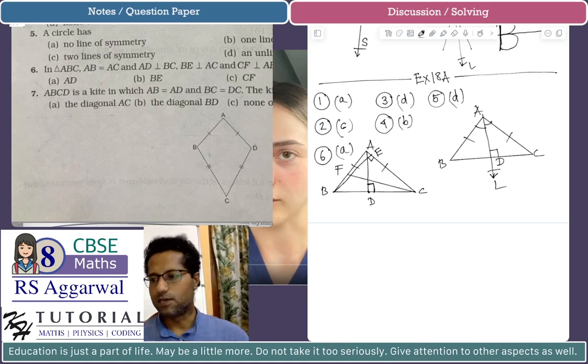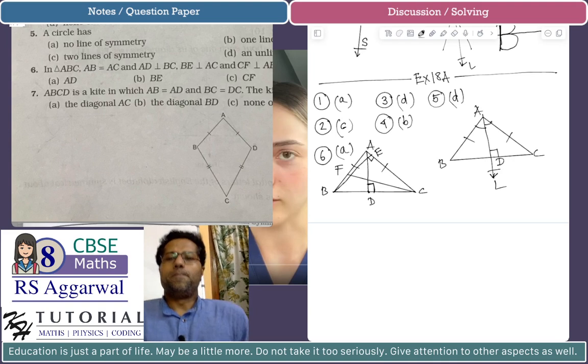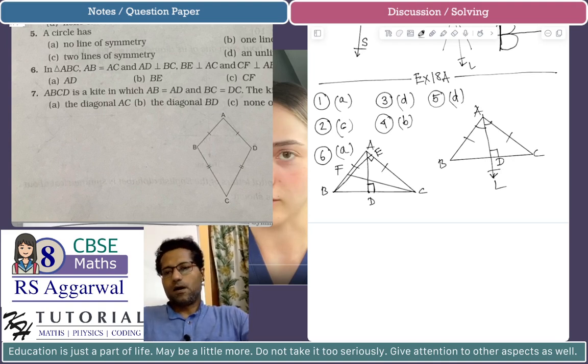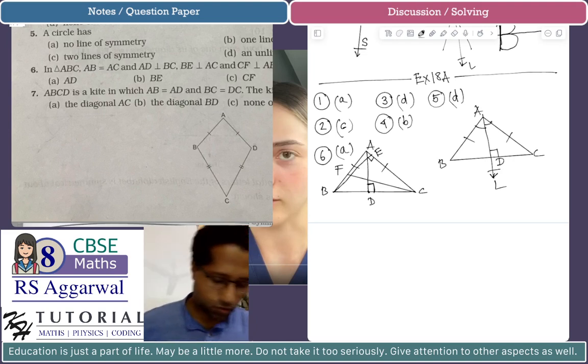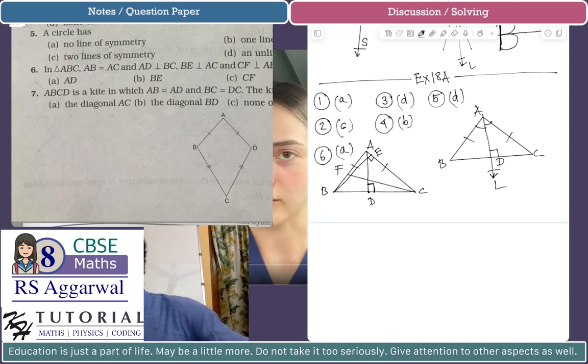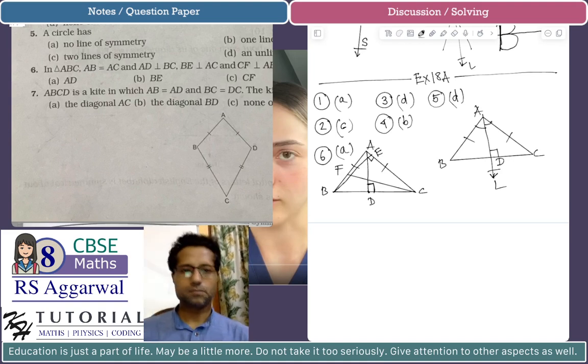Always remember, in an isosceles triangle, the perpendicular drawn from the vertex A, where A is the angle included between the two equal sides, to the opposite side will be the line of symmetry. So in this figure, AD is the line of symmetry.